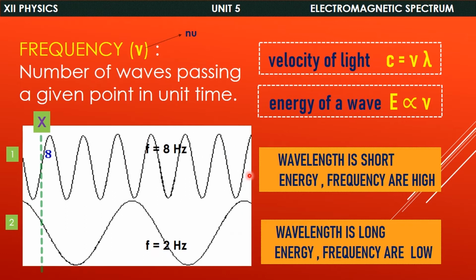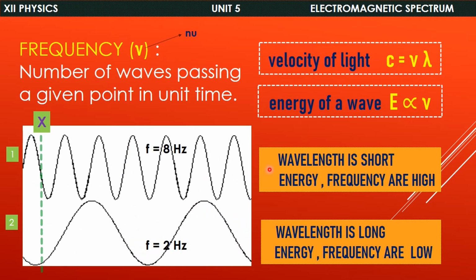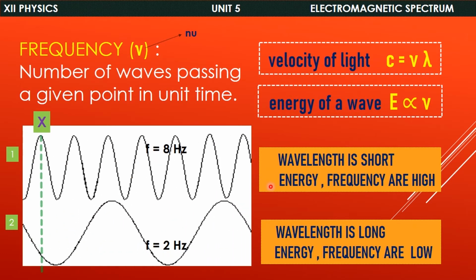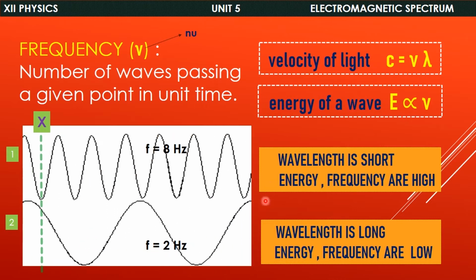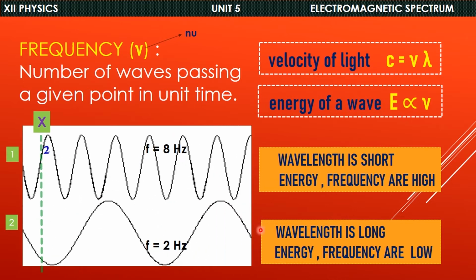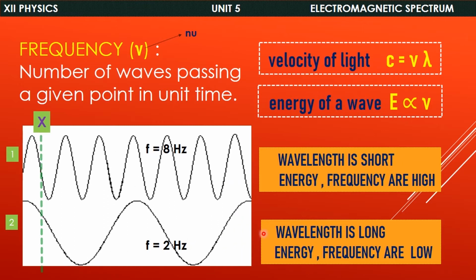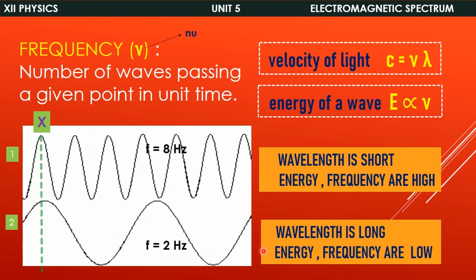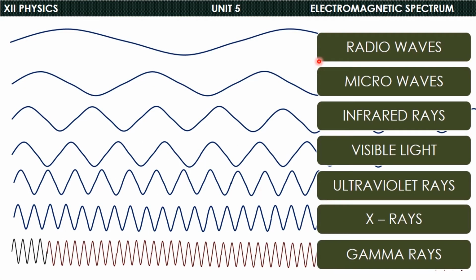So, in the first wave, the wavelength is short, energy and frequency are high. In the second wave, the wavelength is long, energy and frequency are low. These are the 7 electromagnetic waves. All these electromagnetic waves have different wavelength, frequency and energy. Just observe the wavelengths of the waves starting from radio waves to gamma waves.